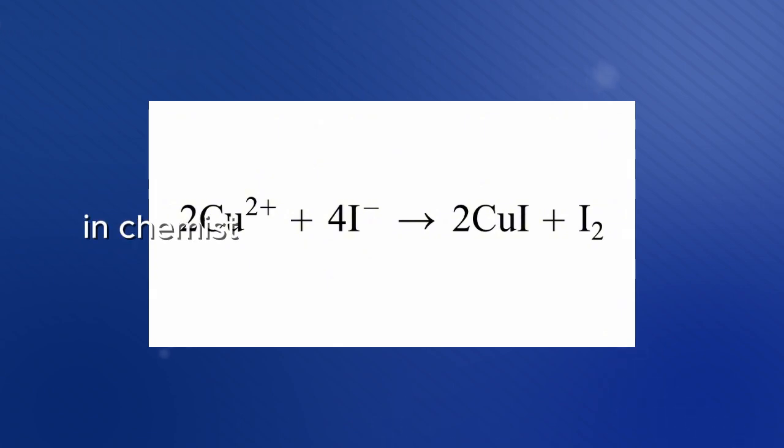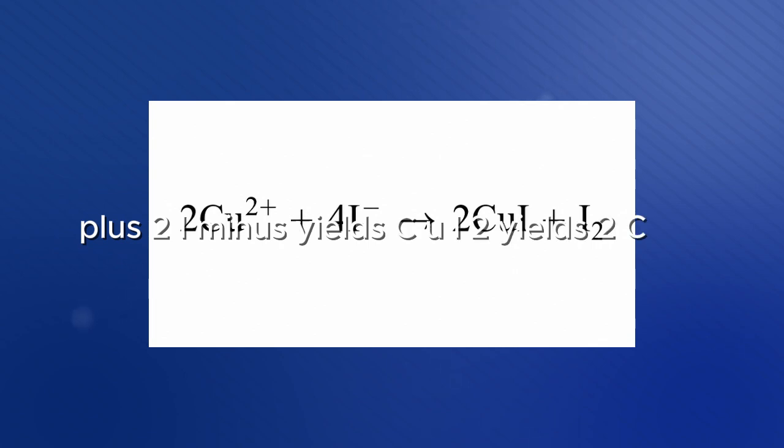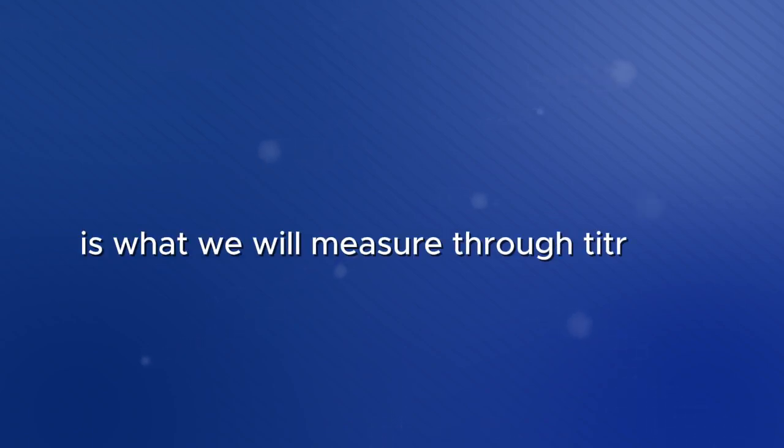In chemistry, you can also write it as 2Cu2+ + 4I− yields 2CuI + I2. The iodine that is released is what we will measure through titration.